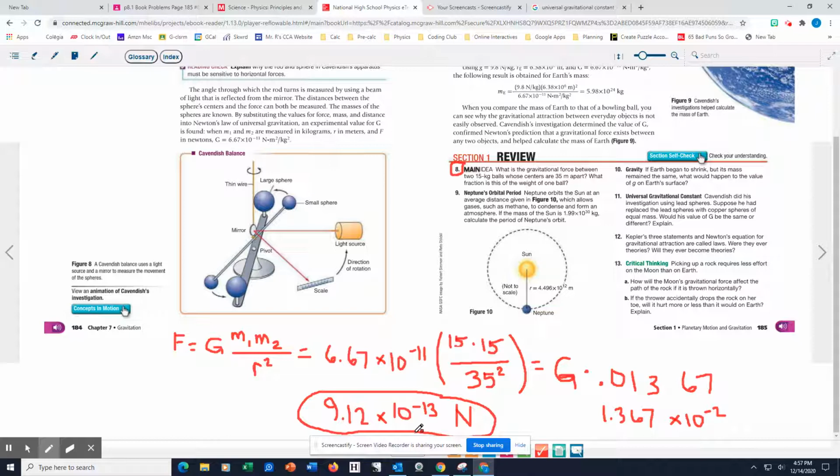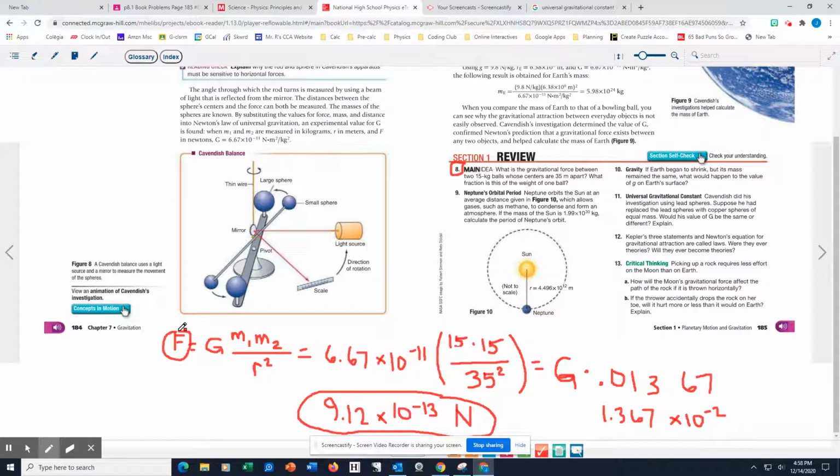Okay. Number 10, gravity. If Earth began to shrink, but its mass remained the same, what would happen to the value of g on Earth's surface? Remember, little g is the force of gravity, right? The big G is the universal gravitational constant. So let's go back to this equation for number 10. So this is basically equivalent to a little g, because that's the force of gravity, right?